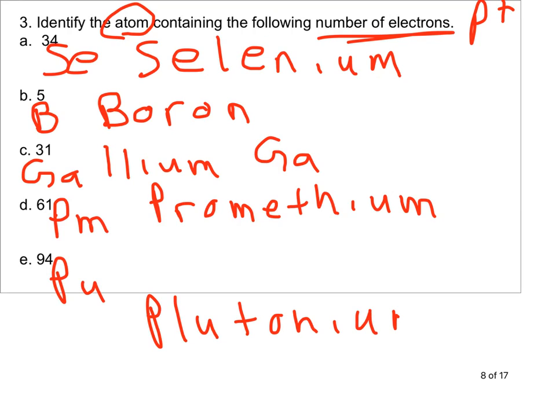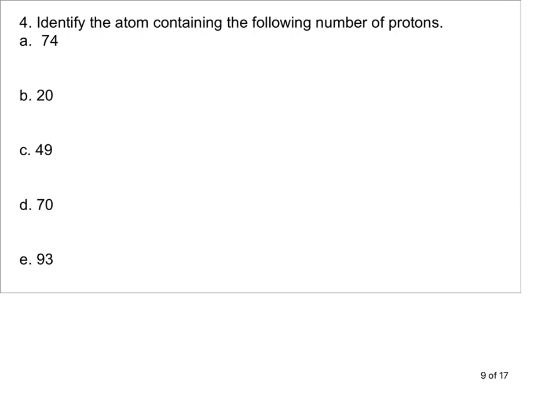Now here you could have identified them by their symbols, by their names. It just says identify them, either would have worked. I gave you both. Number of protons, again, we're just looking up atomic number. Number A, we got 74. 74 is W, or tungsten.